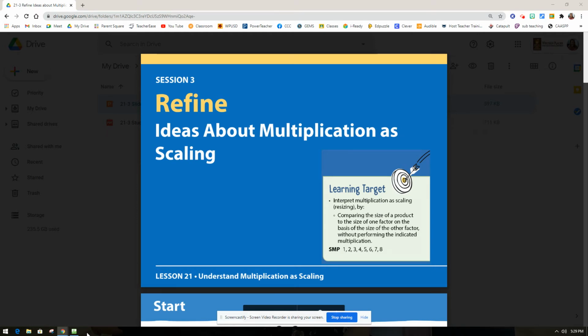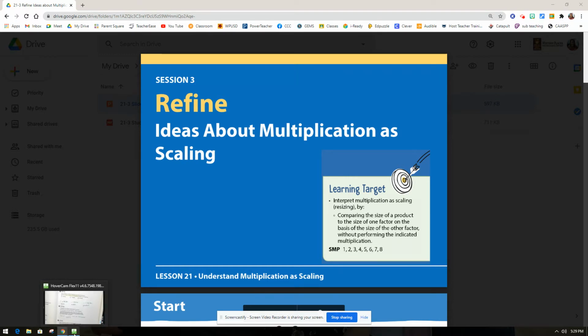Today is our refine session where we take everything we've learned and, as I always say, put it into a nice, neat little package and put it all together to show what we've learned over the last few days. I will go through the problems one by one, and there's not many today. I'll give you some sentence frames, hints, and tips that might make it a little bit easier to navigate through on your own.